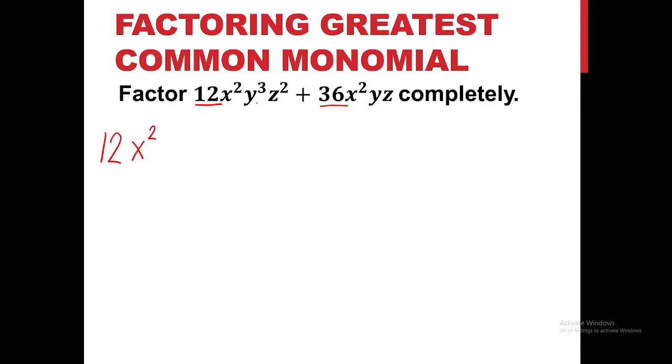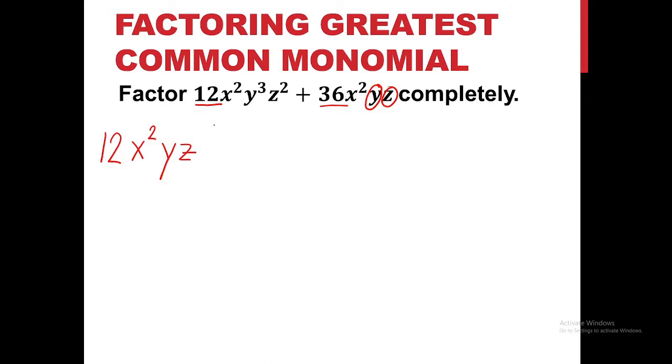Variable y. Y cubed and y. What are you going to write? Y, sir. So you choose the one with the smaller exponent. What about z squared and z? Z, sir. So this will be the common factor between these two terms.